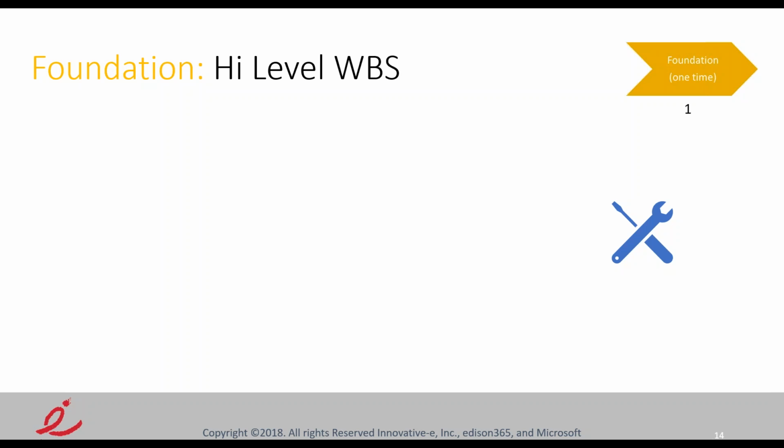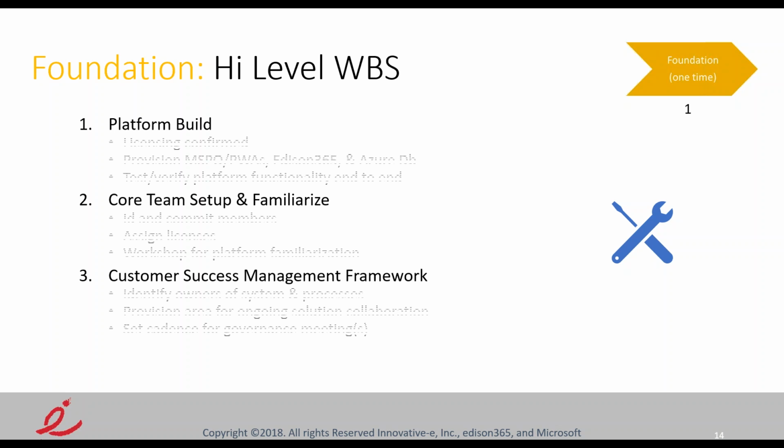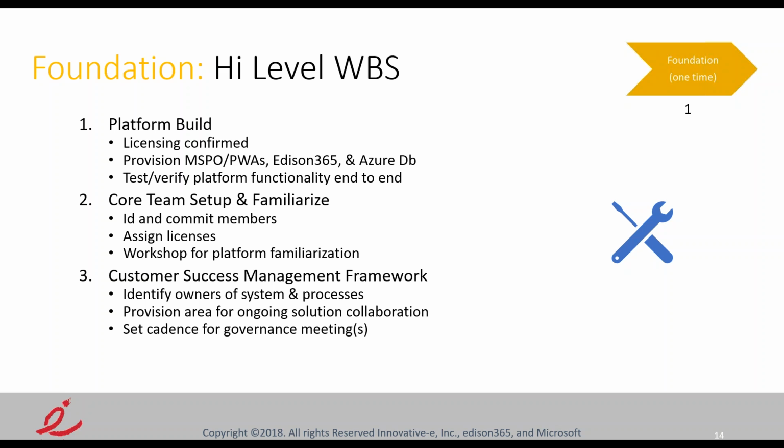So what are the basic steps to do this? It really comes down, for building the foundation, to the platform build, the core team, and the customer success management framework, or the adoption framework. And what are the sub pieces of it? From the platform, the licensing has to be confirmed. You've got to do your provisioning, which again, we're talking about Microsoft Project Online, PWA. By the way, we've applied this same methodology to other systems, not just project management systems, SharePoint systems and others we've built, but this is specifically built for a PPM solution.